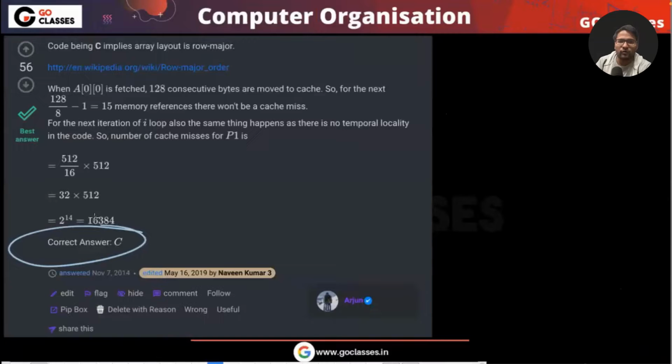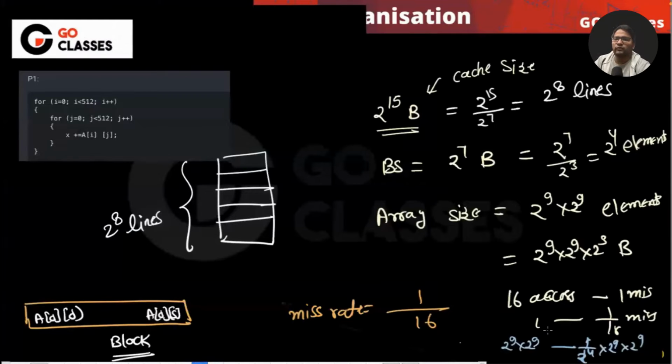Okay, 2 power 14. Understood this question? Easy only, right? Not a very tough question, because they are accessing sequentially, so you can see how they are doing it.